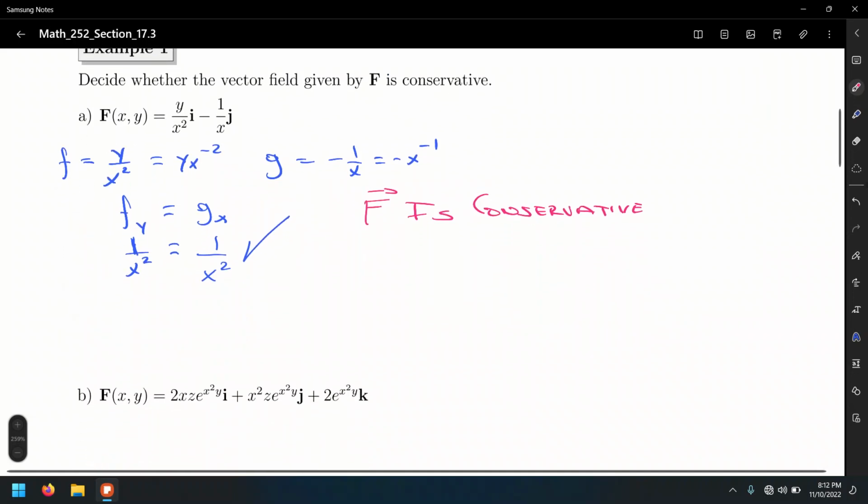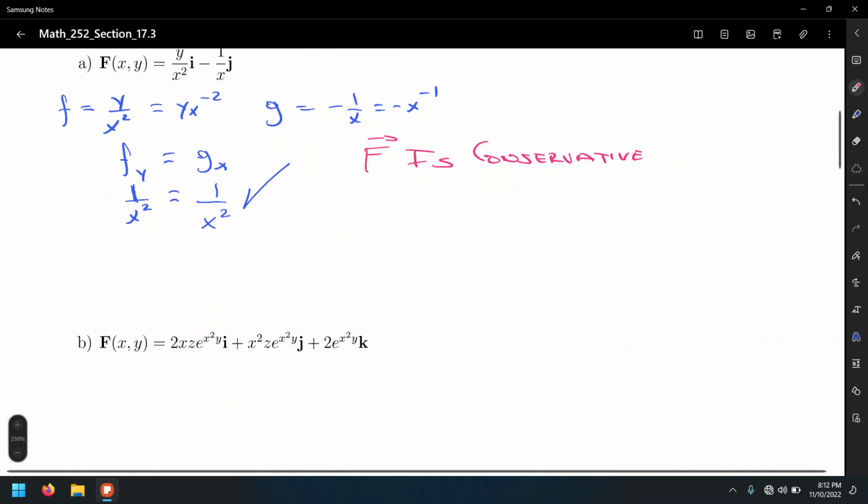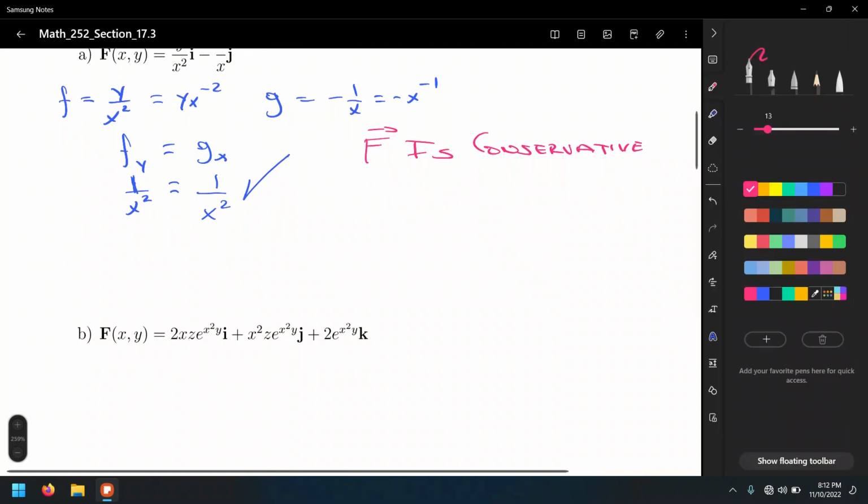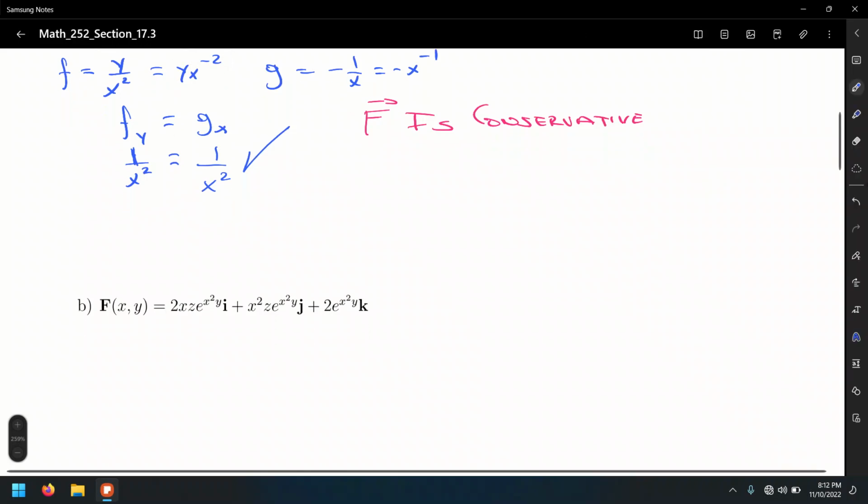For letter B, it looks ugly. It has a lot of letters and exponentials here and there. But well, we need to check 3 conditions for this one. Number 1, let's identify f, g, and h. In this case, instead of rewriting them again, I'm just going to label them from here. This is f, g, and h.